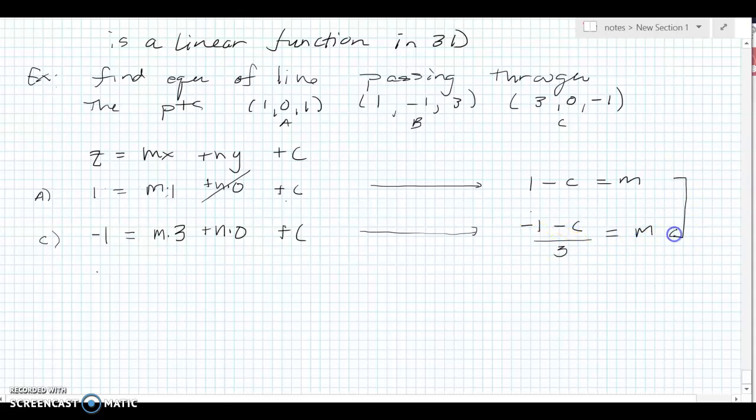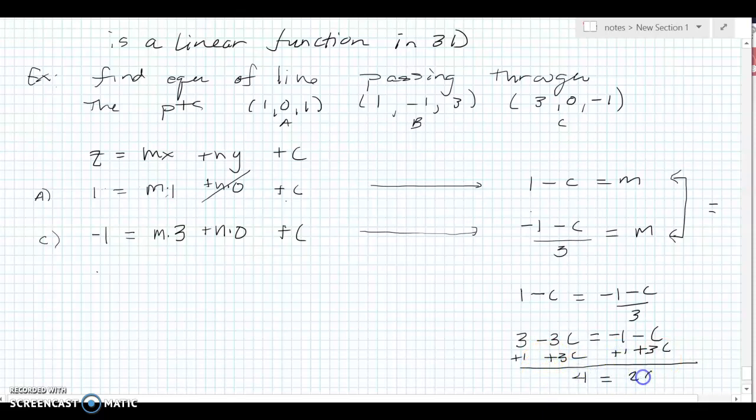Now I have a way to equate m, because m equals m. So we could have 1 minus c equals (minus 1 minus c) over 3. Multiply through by 3, you get 3 minus 3c equals minus 1 minus c. Let's add the 3c over, and add the 1 over here. This is just algebra. And you get 4 equals 2c.